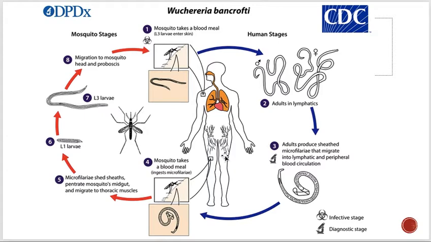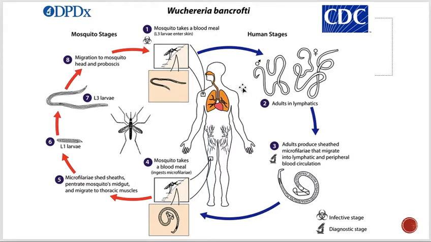The infection begins with the deposition of the infective stage. You can see this is the infective stage, L3. They enter the skin through a puncture wound caused by the mosquito. The larva then passes through the puncture wound and reaches the lymphatic system. Within the lymphatic system and the lymph nodes, the L3 larva undergoes molting and develops into the L4 form.